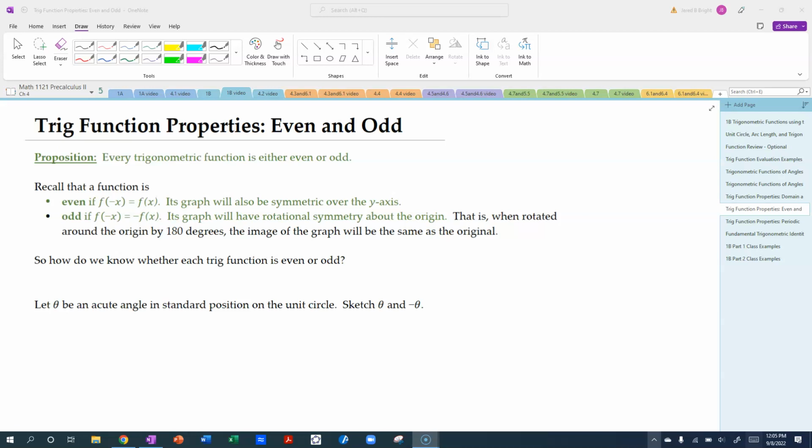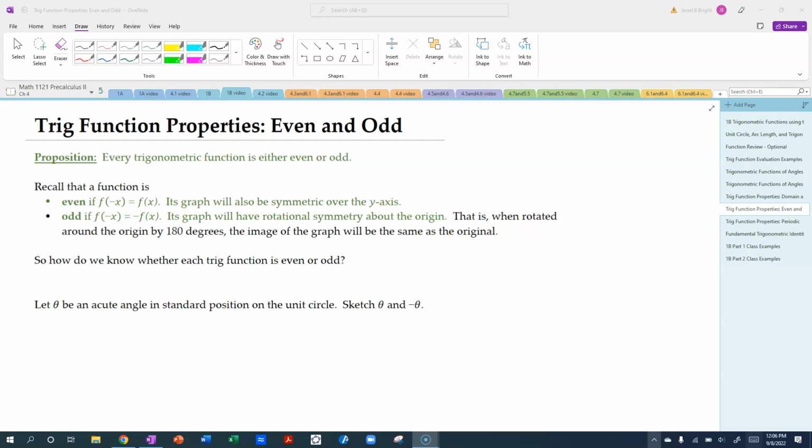So far, we've studied trig functions and we have their basic definitions down. That's great. However, we can actually make use of some additional properties to get some surprising results. The first property, or actually it's a proposition that I claim, and then we will go through and prove in a very light manner, is that every trigonometric function is either even or odd.